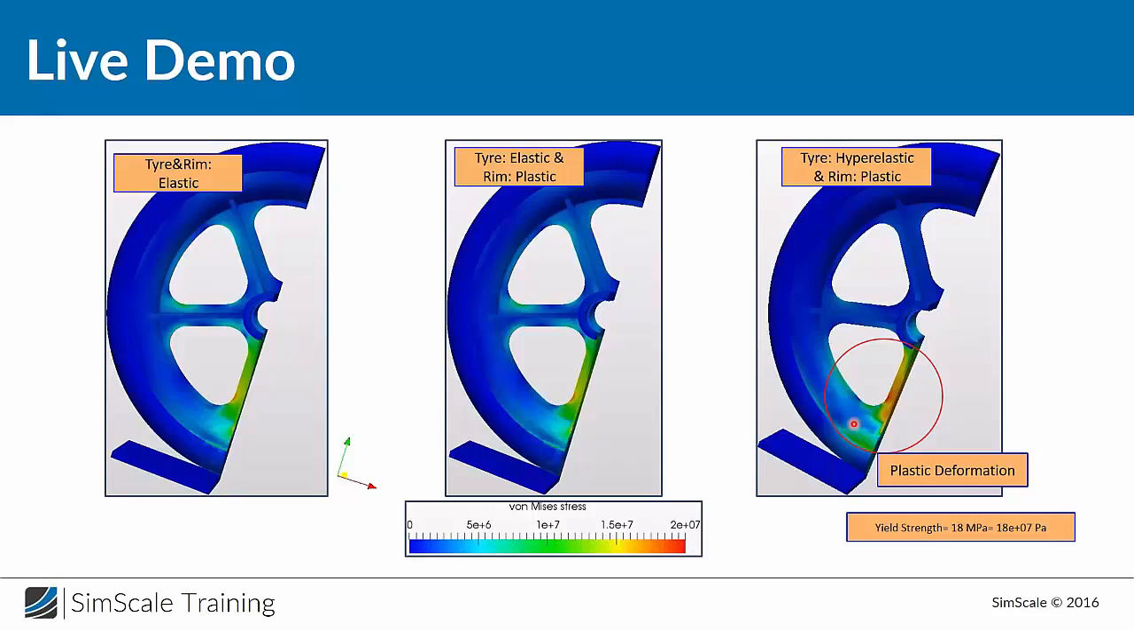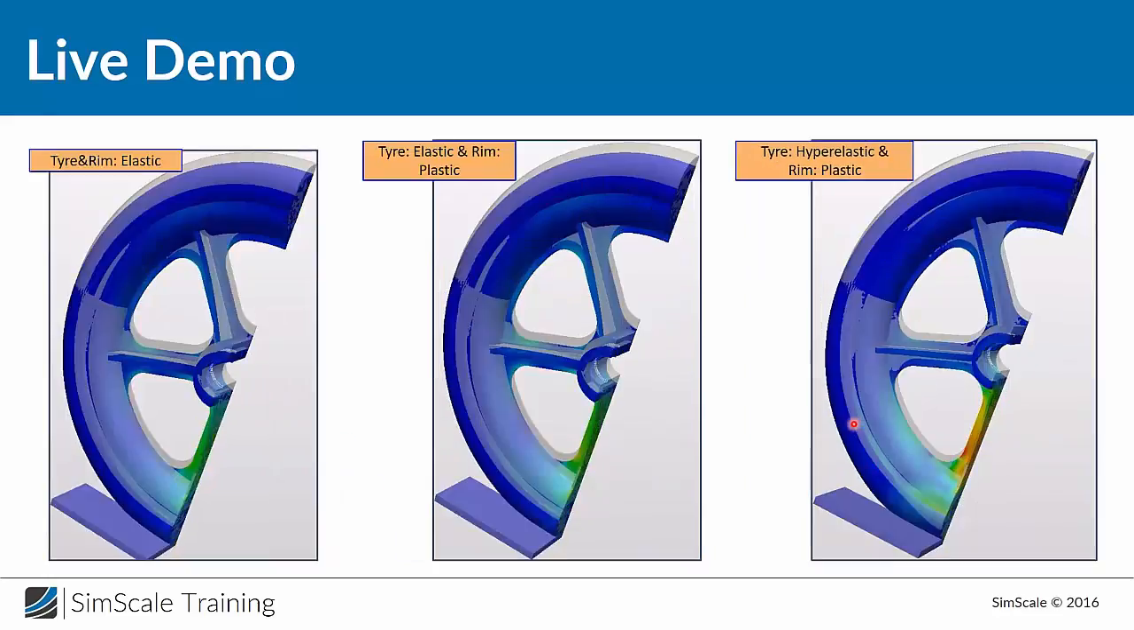Michael asked, which model tends to be the most accurate in this case? And since we're using rubber, definitely the hyperelastic tire model is the most accurate in this case. And if you, for example, take a look at the displacement and the stress, okay, it's still the same stress here, you can also see that we really have some difference, especially here in these areas.